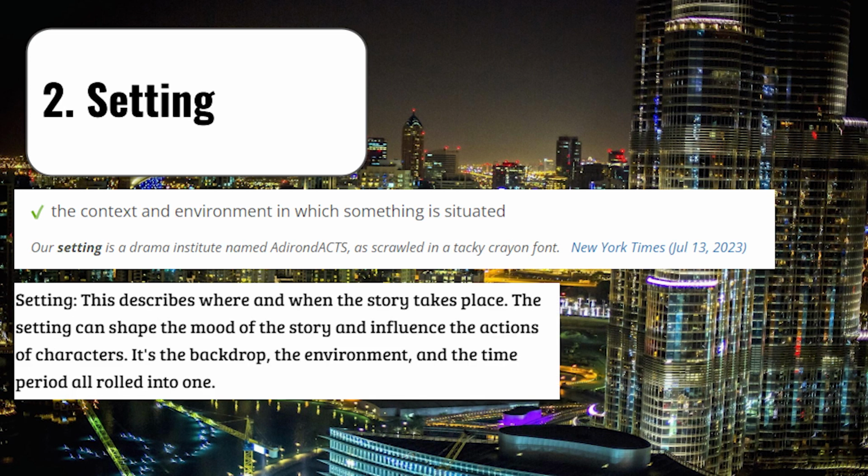Term number two is setting. It's the context and environment in which something is situated. So think of the setting. When you think of it, it describes where and when the story takes place. The setting can shape the mood of the story and influence the actions of characters. It's the backdrop of the story. It's the environment where it takes place and the time period all rolled up into one thing.